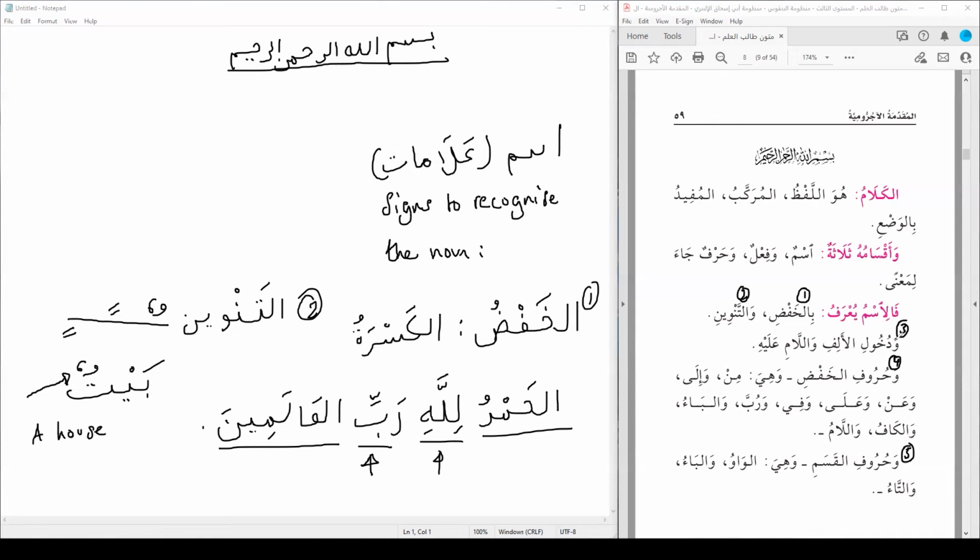Then the author says, وَدُخُولُ الْأَلِفِ وَاللَّامِ عَلَيْهِ. So the word baytun, if I add alif wa lam, dukhul alif wa lam. Dukhul means entering, al-alif wal lam, of alif and lam upon it. So if I have the word baytun and I add alif wa lam to it, it will become al-baytu.